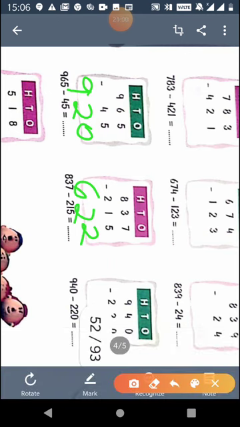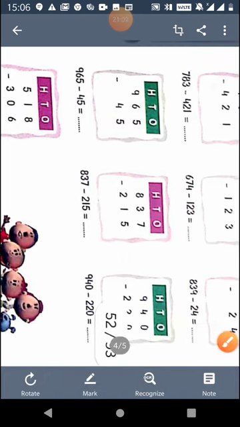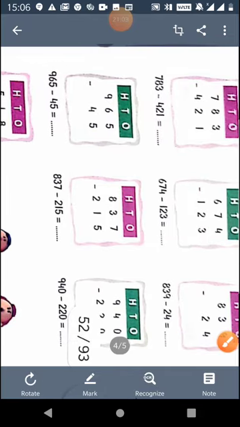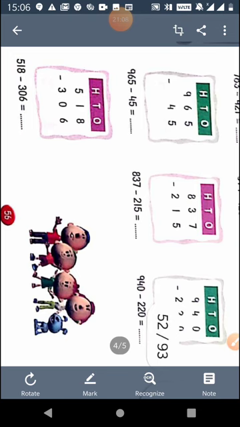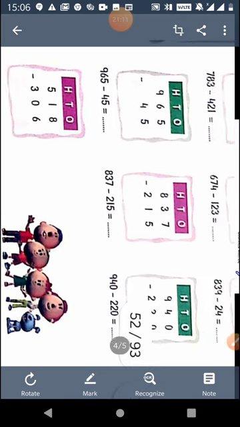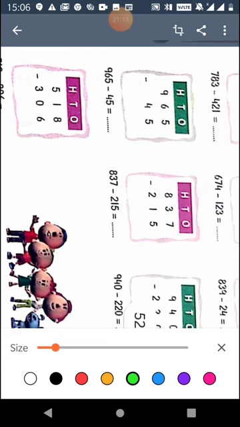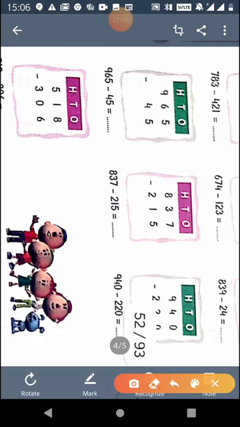Now next is 940 minus 220. Okay. So 0 minus 0 is equal to 0. 4 minus 2 is equal to 2. And 9 minus 2 is equal to 7. So therefore 940 minus 220 is equal to 720.